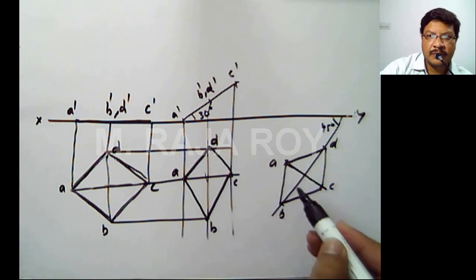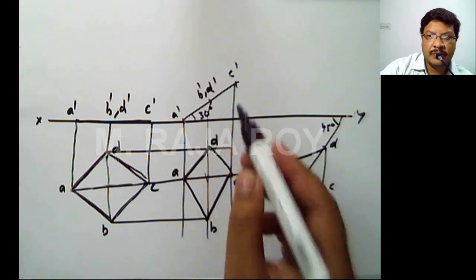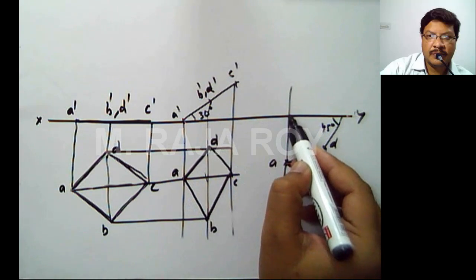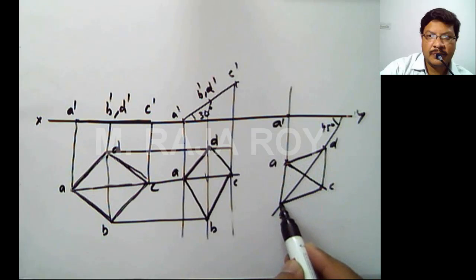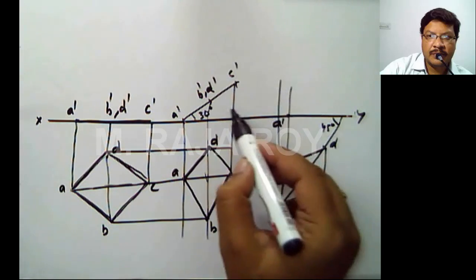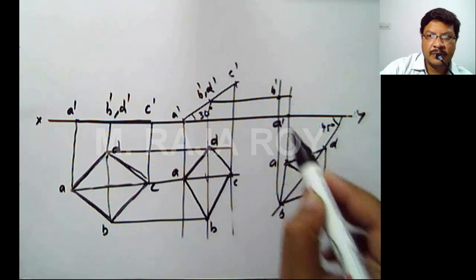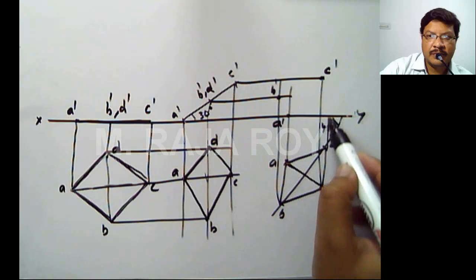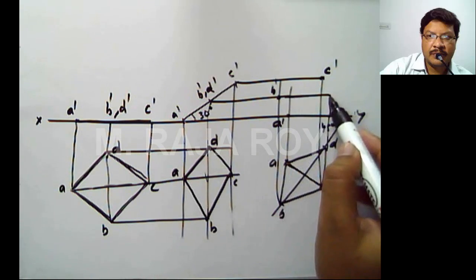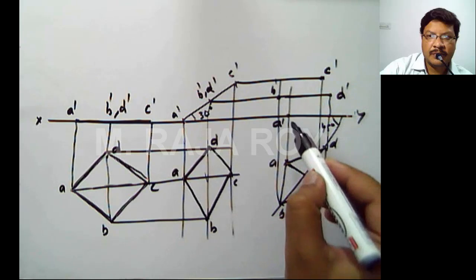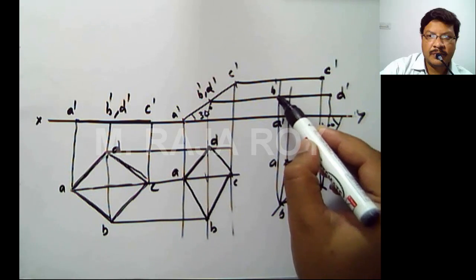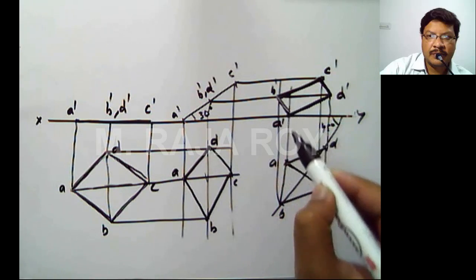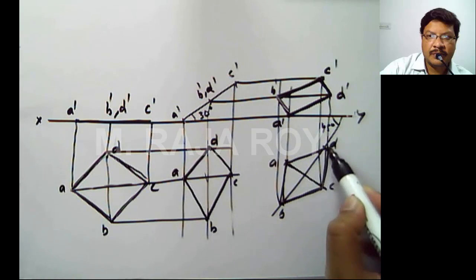Now draw the projectors from the top view and locus lines from the front view, then you will get the final front view. This is the projector from A, this is locus from A dash, this point is A dash. This is projector from B, locus from B dash, this is B dash. Projector from C, locus from C dash, this is C dash. Somewhere here I'll get D dash. Now A dash, B dash, C dash, D dash and A dash. This is my final front view. This is my final top view.